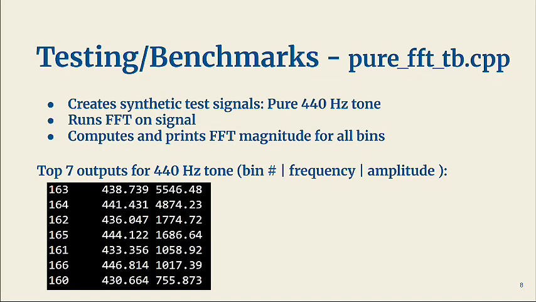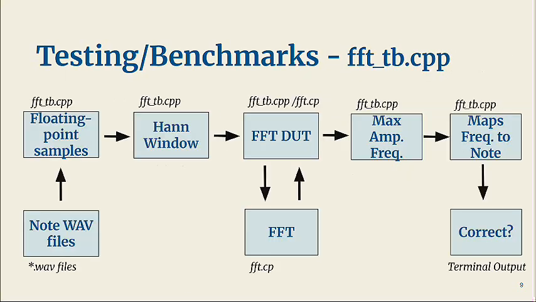We created 2 test files to test our design. In one of the test files, we created a synthetic signal. We chose 440 Hz to be an input into our FFT. The FFT then outputted all the bins with all the corresponding frequencies. As you can see, the frequencies are pretty close to 440 Hz, ensuring that our FFT design worked. We then also created another test bench to input WAV files.